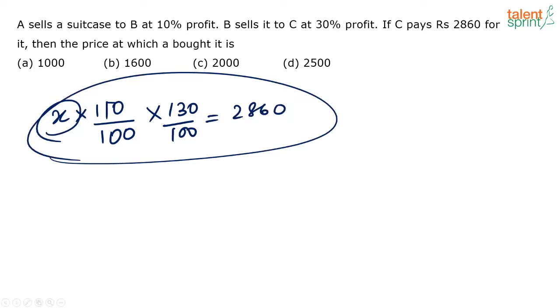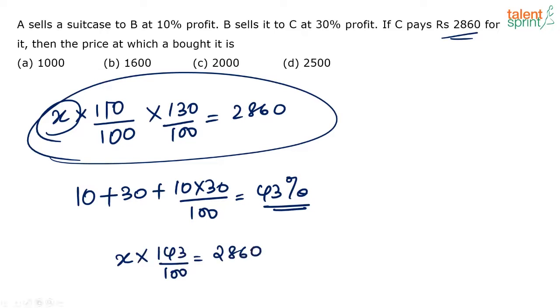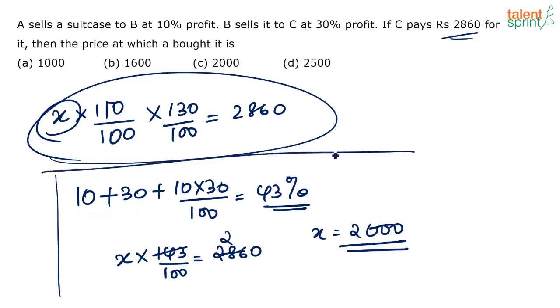Now, since we are using this effective percentage concept, we can say that the net change in percentage is nothing but 10 plus 30 plus 10 into 30 by 100, that is equal to 43%. So now what is the price at which C is buying it? It is 2860. So the actual price X into 143 by 100 is equal to 2860. 143 into 2 is 286. So I can say X is equal to 2000. That's all. How easy it is now to calculate.